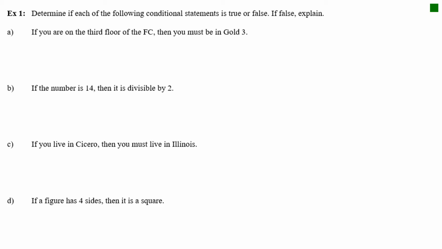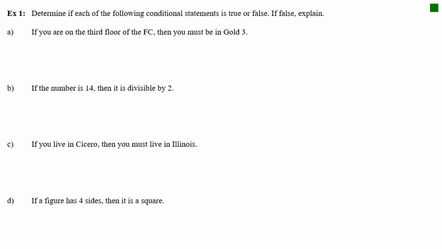Example 1. Determine if each of the following conditional statements is true or false. If false, then explain. Now, remember, a conditional statement will be in the form if, then. The if portion is the hypothesis, and the then portion is the conclusion. For these, we have to determine if it's true or false. If it's true, it needs to be true 100% of the time. If you can think of even one scenario where the statement would be false, then the statement is automatically false.